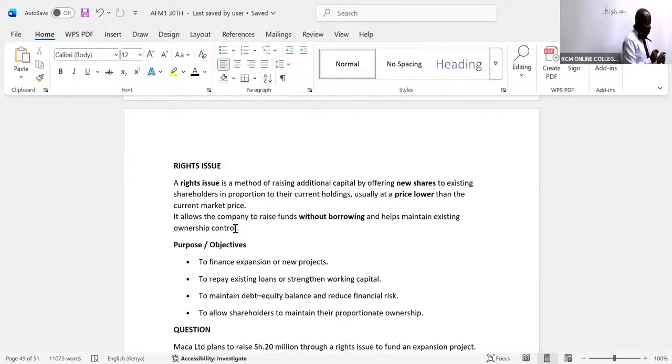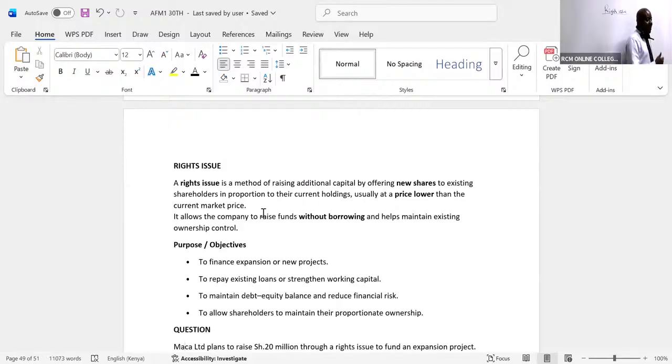But under rights issue, you as an existing shareholder are able to have additional shares, new shares at a discounted price. So it's a method of raising additional capital by offering new shares to existing shareholders, usually at a price lower than the current market price.